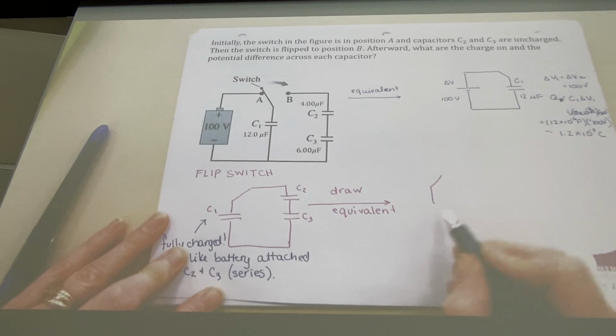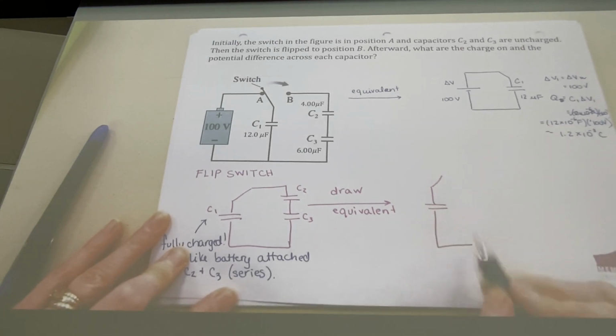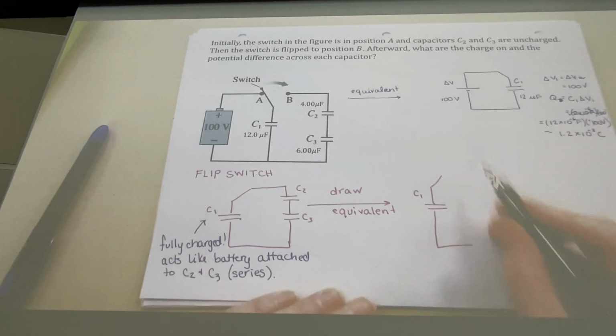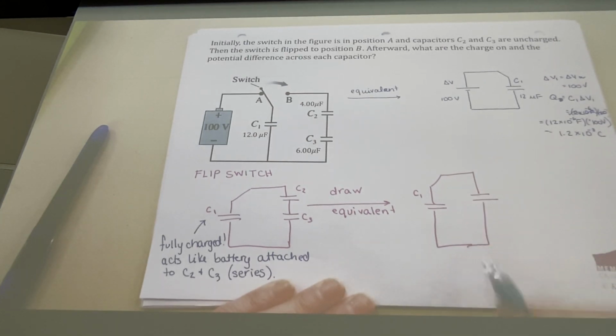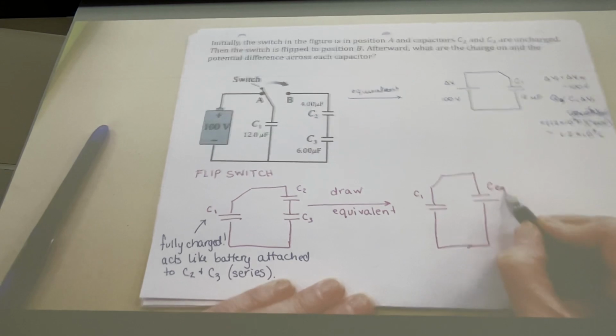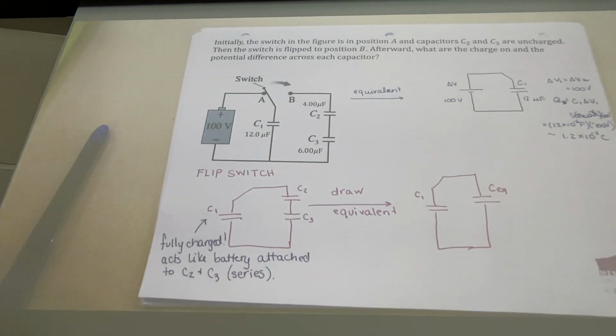So we'll have our C1 right here. This is the one that's doing the charging, and we know the potential and the charge on it. We've got an equivalent capacitance here. We can figure out what this is. So there's our equivalent capacitance.